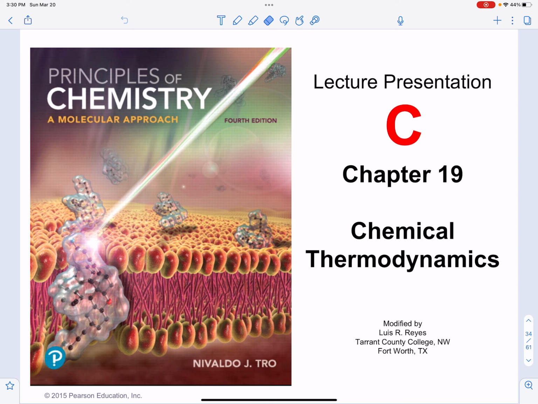And that's because they are spontaneous. If it's less than zero, then it's a non-spontaneous reaction. And the system that we're talking about in this case is the actual chemical reaction.